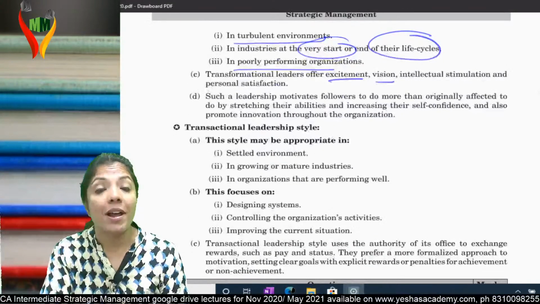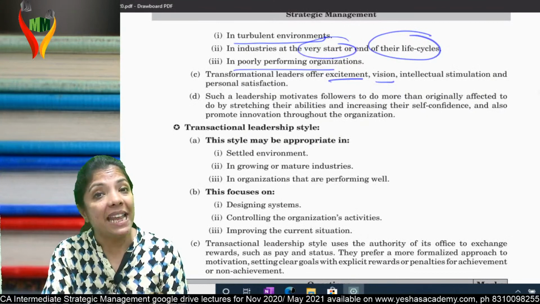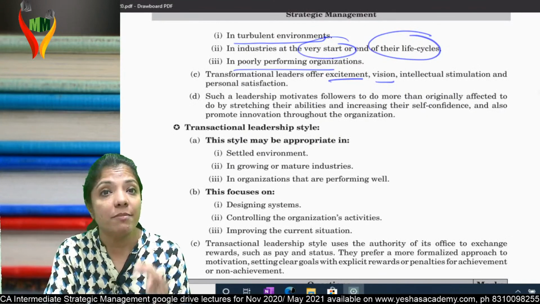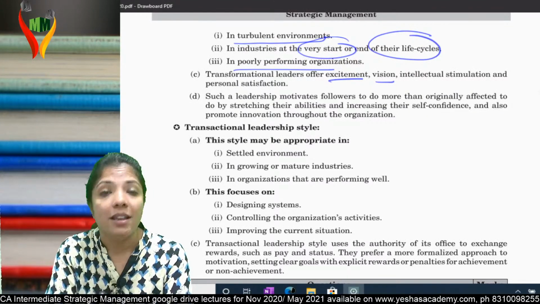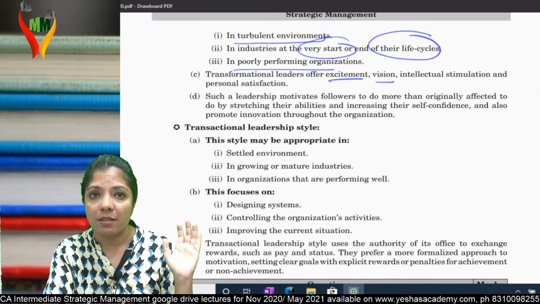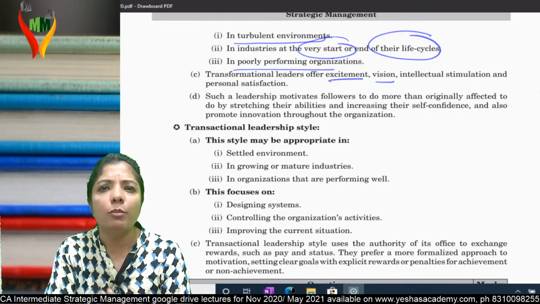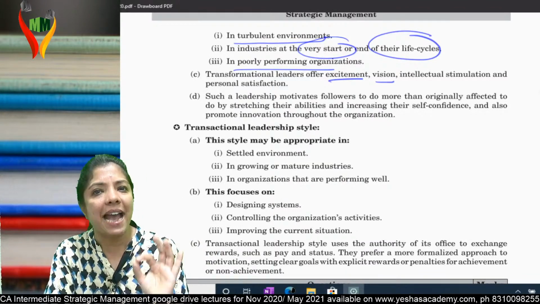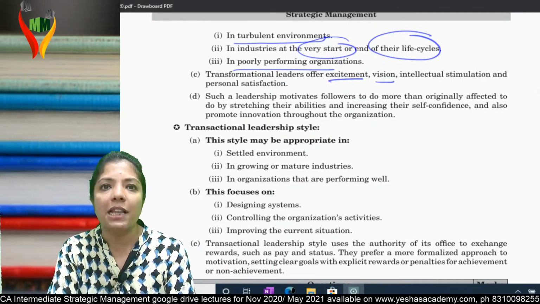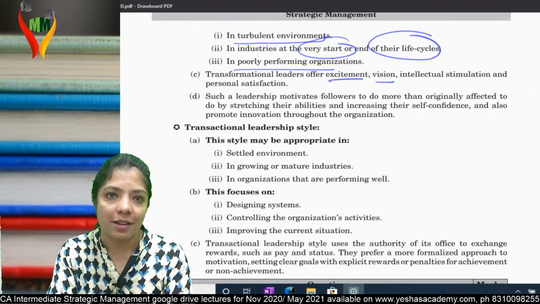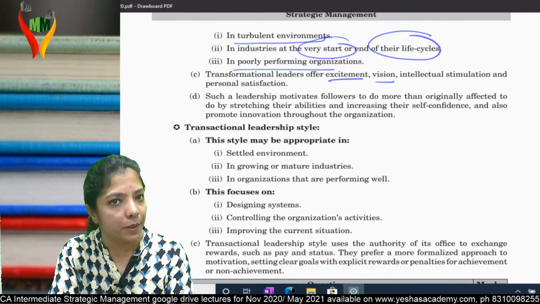What's next? Transactional leaders. By name itself, it is clear. Transaction means transaction to transaction. He just ensures day-to-day activities. He's a formal person, will go and sit in his cabin and is not here to motivate you. He believes in the carrot and stick policy. You perform, I'll give you carrot. You don't perform, I will give you stick. That means reward and punishment.